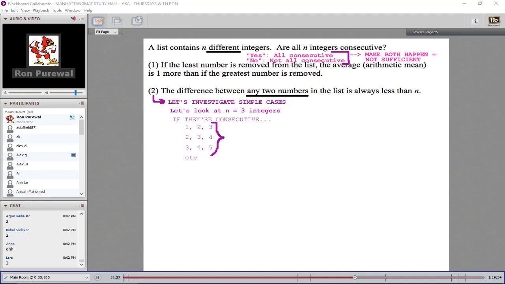So if they're consecutive, yeah, right, the differences are all 2 or less. So yes, they are always less than 3. If we look at 4 integers, same kind of thing, right?